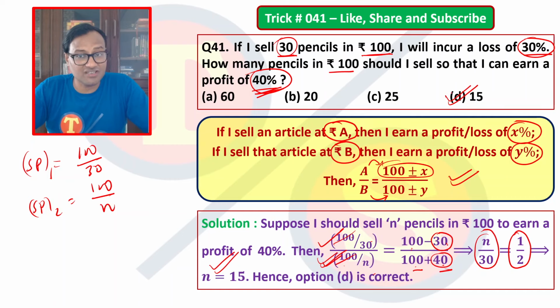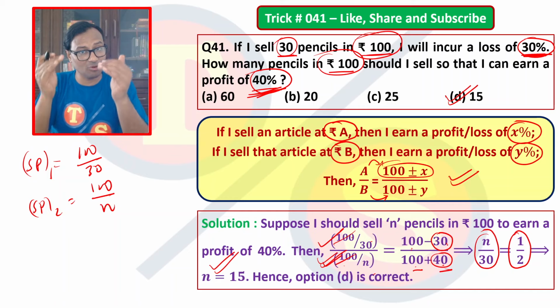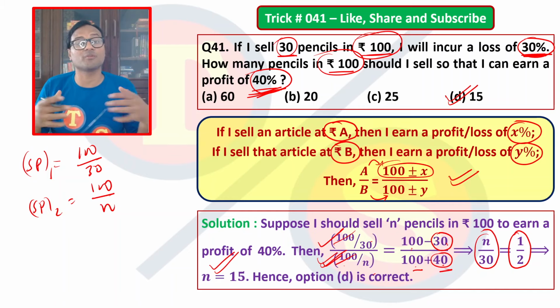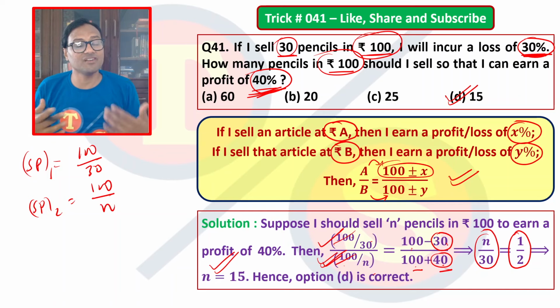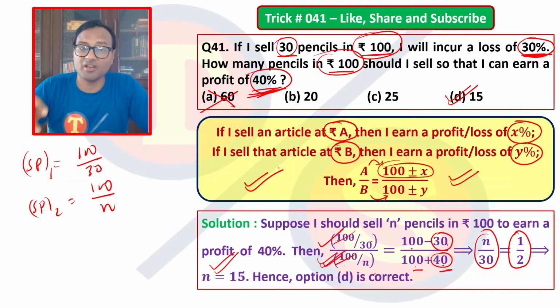Obviously, if I want to change the position of loss into a position of profit, then on the same amount, I must sell less number of articles. Very important. On the same amount, if you sell more number of articles, your loss will increase. But on the same amount, if you sell less number of articles, your profit will increase, right? So definitely here the answer must be less than 30. So initially we can easily eliminate answer option A. But for the other three answer options, we will have to solve it logically. So now you can definitely keep this formula in your mind.